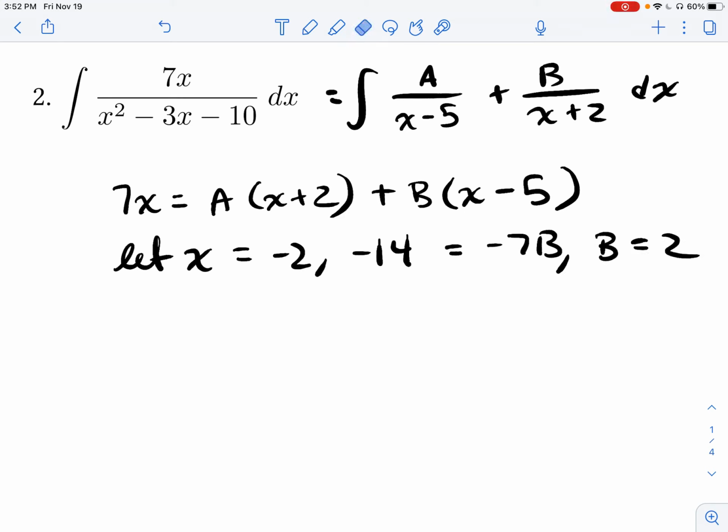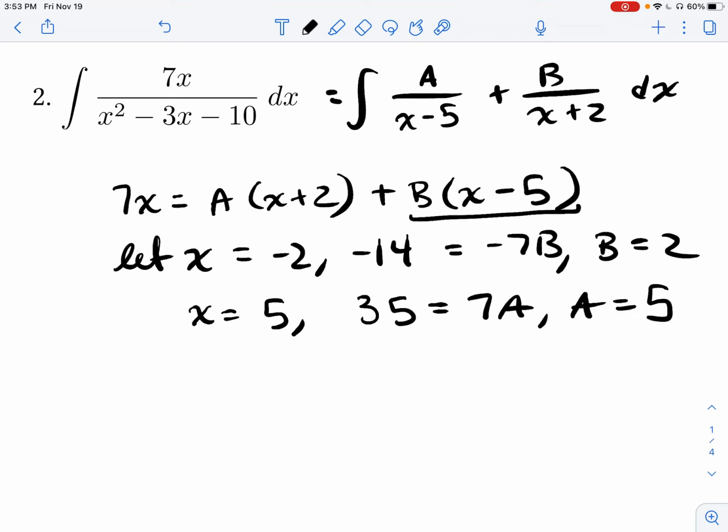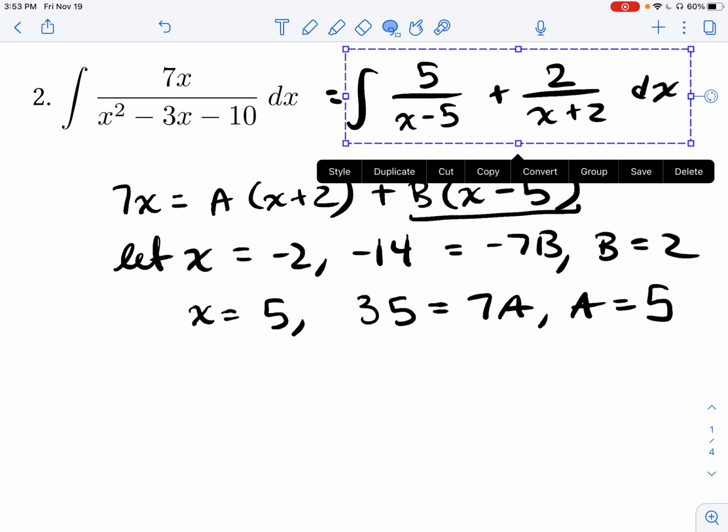Let's do the same thing now to eliminate the B term. So let x be equal to positive 5. So 35 is equal to 7A. Therefore, A is equal to 5. Plug those back into our original, 5 and 2. And now we can integrate this.